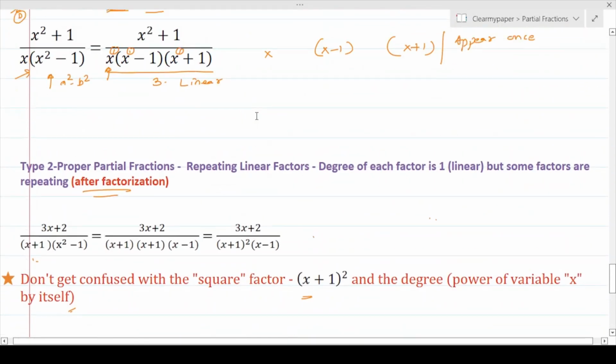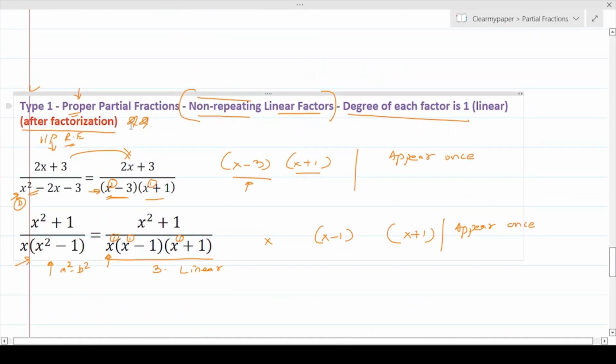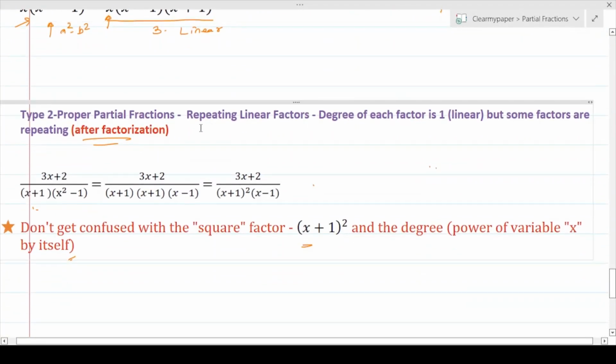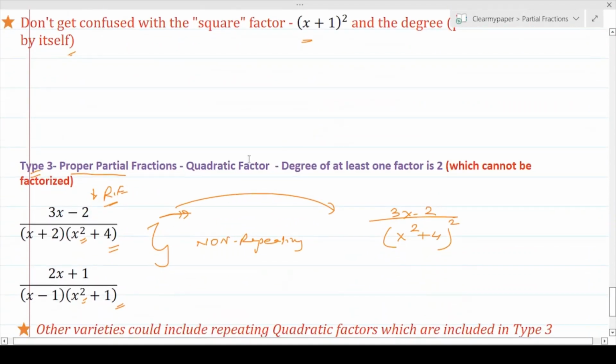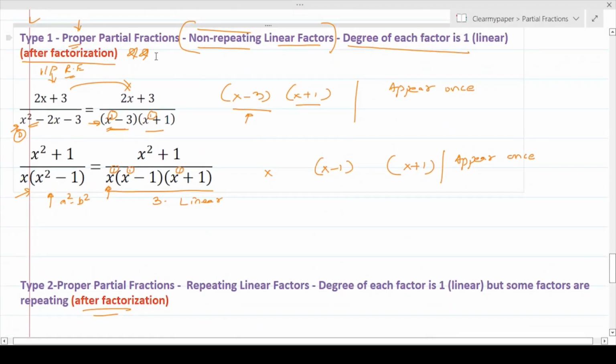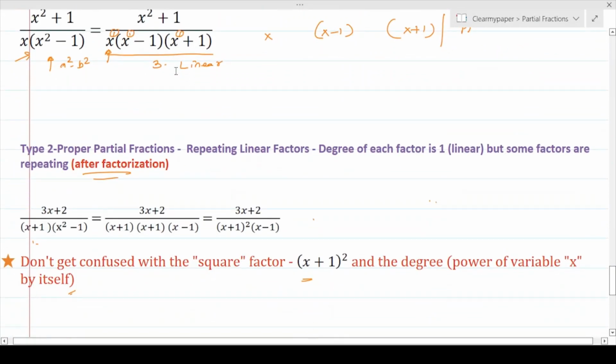So summing up, three types of problems for partial fractions: type one, non-repeating linear factors; type two, repeating linear factors; and type three, quadratic. And in the next three or four episodes, we will take each type and see how to solve and how to attack the problems based on the specific type of problems. More coming up in the next episodes.